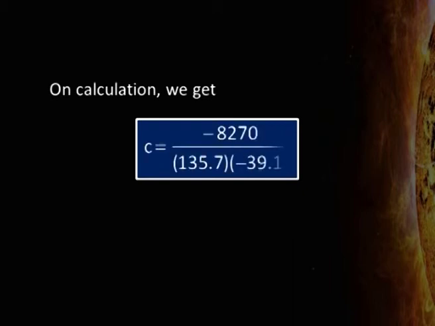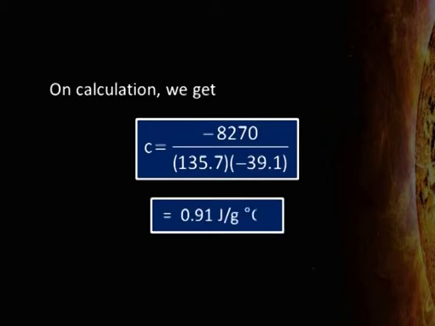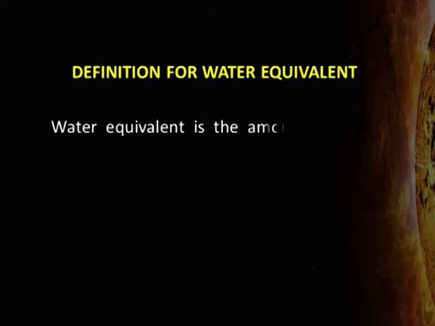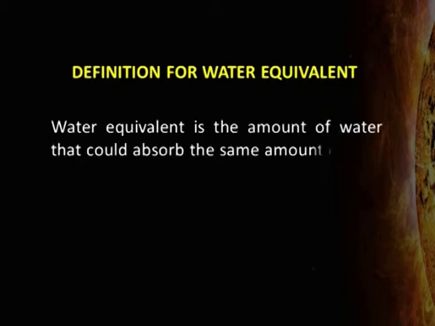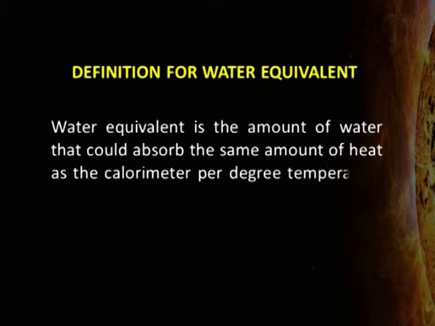Here on calculation we will get C, which is the specific heat capacity of the metal, equal to minus 8270 divided by 135.7 multiplied by minus 39.1, which is equal to 0.91 joules per gram per degree Celsius. Sometimes instead of heat capacity of calorimeter, water equivalent is given. Now, water equivalent is the amount of water that would absorb the same amount of heat as the calorimeter, per degree temperature increase.